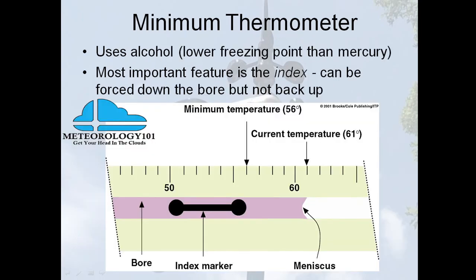The minimum thermometer uses alcohol. It has a lower freezing point than mercury. The most important feature is the index. It can be forced down the bore, but not back up. So when the index marker pushes down, that goes to the minimum temperature, and then if that thermometer is moved into another environment, it will not move right away. So you can see the minimum temperature for the day. Even if the temperature changes, the index doesn't.